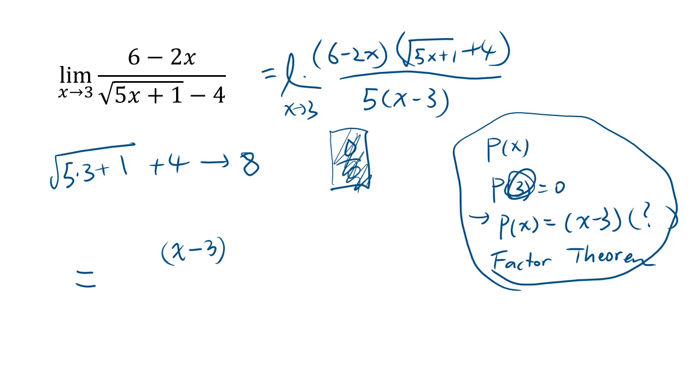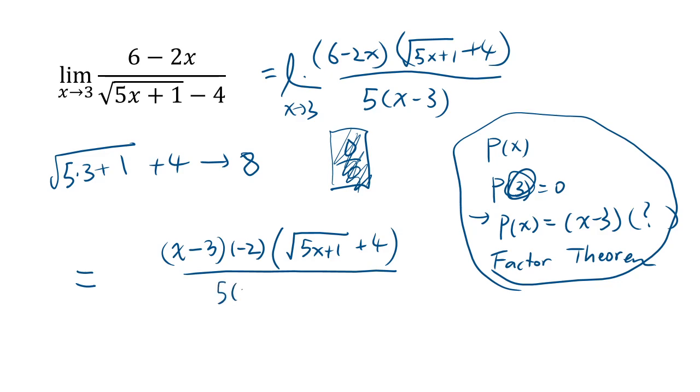Well, to create negative 2x, I better be multiplying by negative 2, right? So maybe it's negative 2. Let's see. Negative 2 times x gives you negative 2x. Negative 2 times negative 3 gives you 6. So perfect. This is the same thing as 6 minus 2x, okay? So check that these two are the same thing. You still have square root of 5x plus 1 plus 4 over 5 times x minus 3, limit x going to 3.